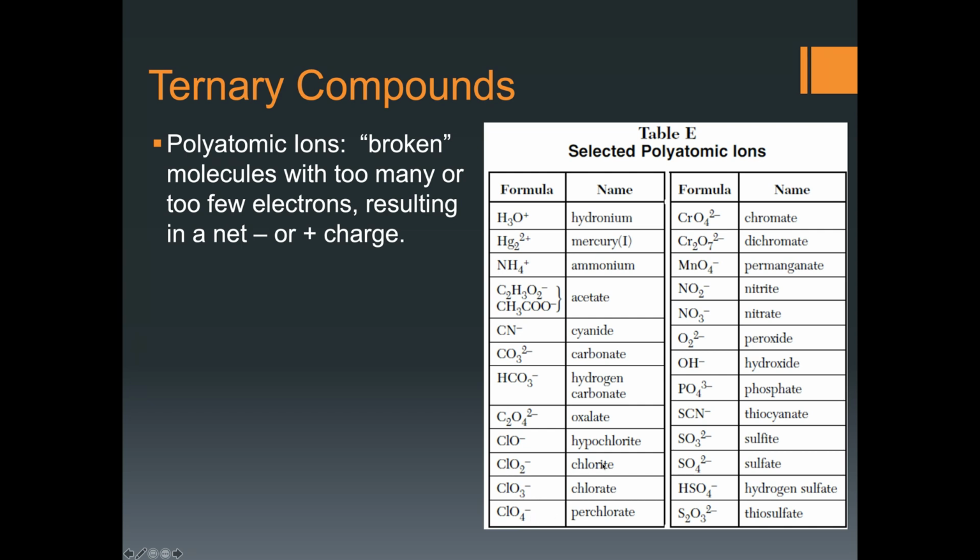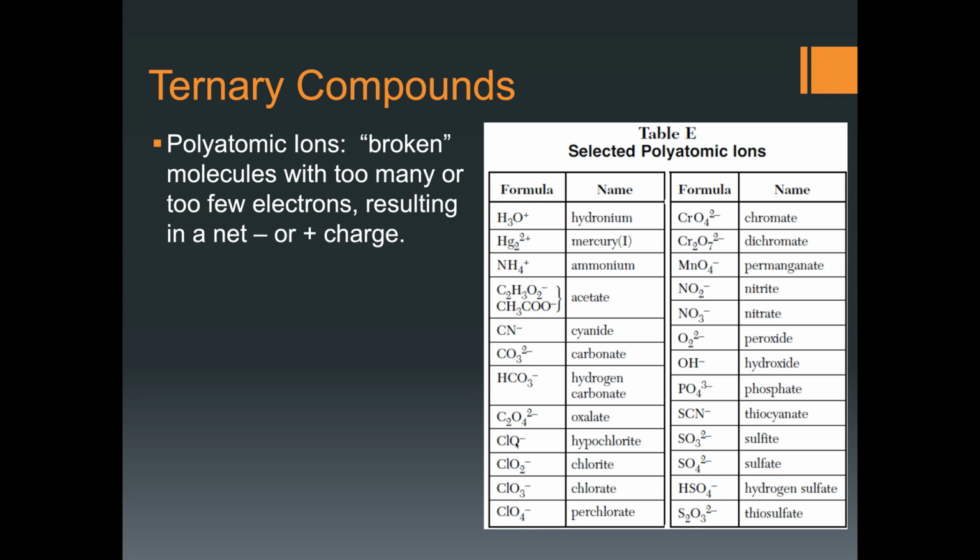Ite will always have one less oxygen than ate. Chlorite has one less oxygen than chlorate. Nitrite has one less oxygen than nitrate. Sulfite has one less oxygen than sulfate. And hypo means less than. So chlorite has two oxygens. Less than two oxygens would be one oxygen. So there is a method to the madness. All you have to do is, if you have a polyatomic ion, just look on this chart for its formula. However, there is one additional thing you have to do for these formulas.